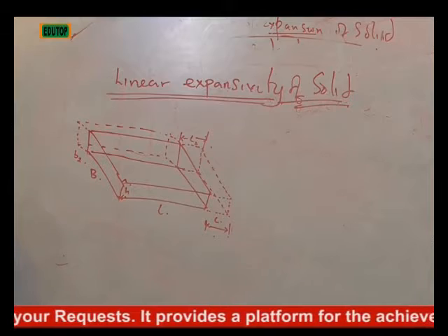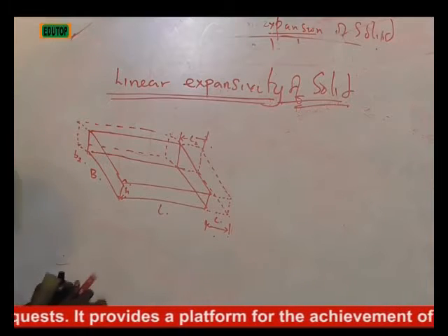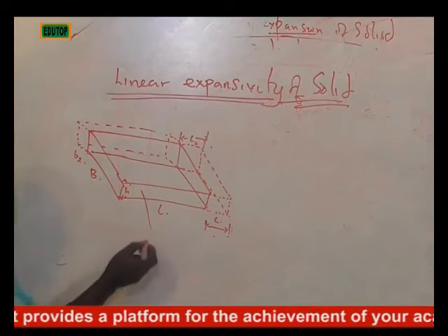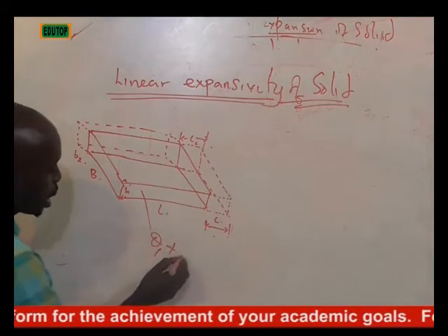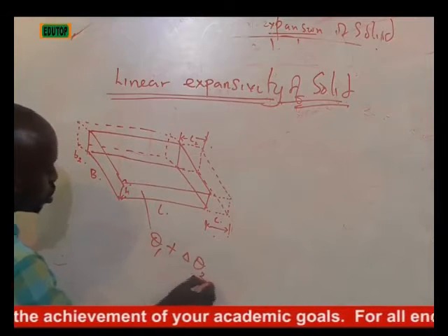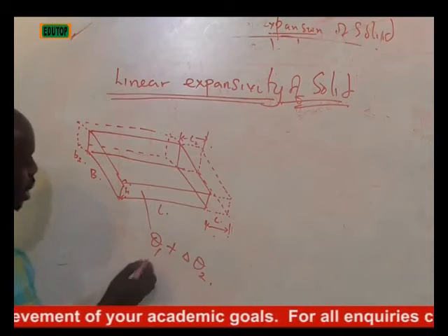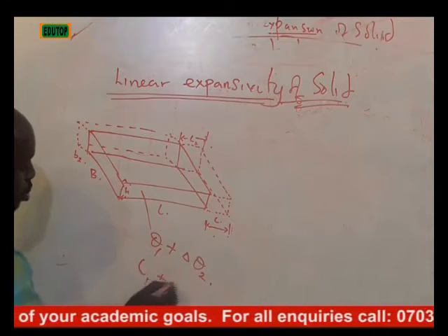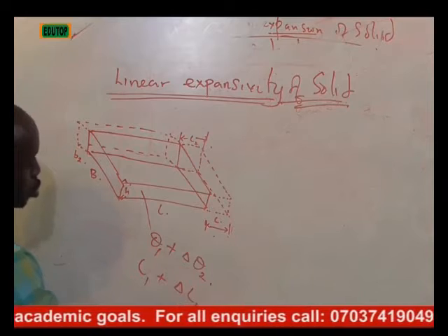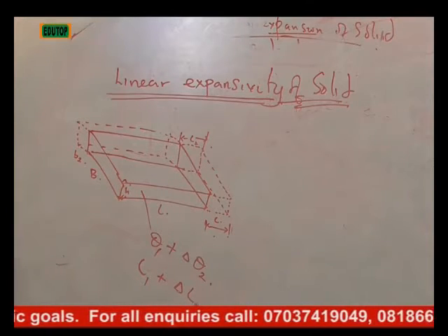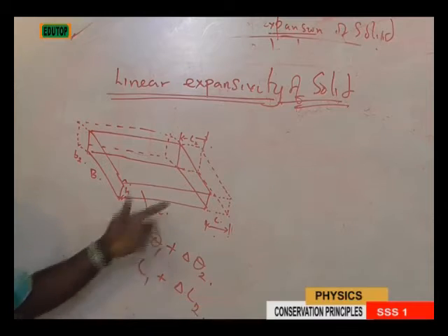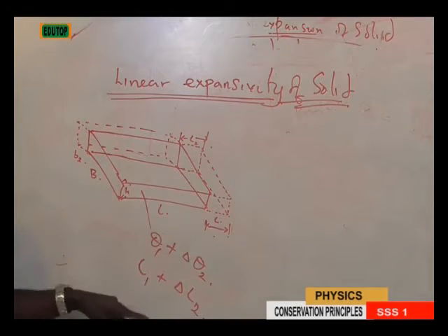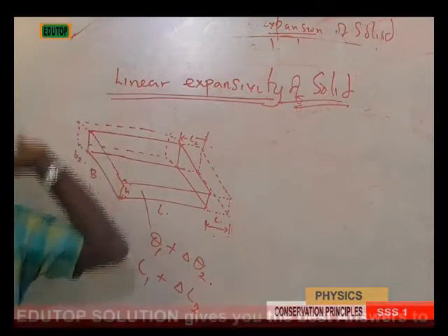So when they say linear expansivity, for every 1 degree temperature, let's say the initial temperature is θ1. For every additional change in temperature, let's say θ2, there is now an increment of L, changing to L2. Do you understand? Immediately you experience a small, sharp change in temperature, leading to a sharp change in L, linear expansivity has taken place.